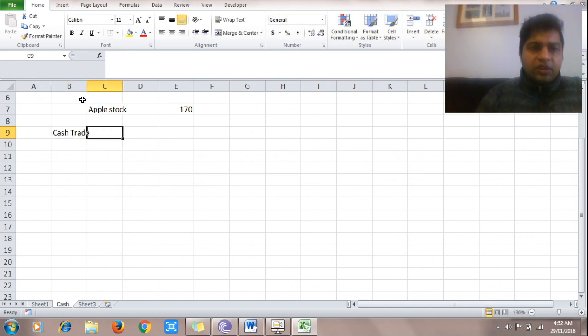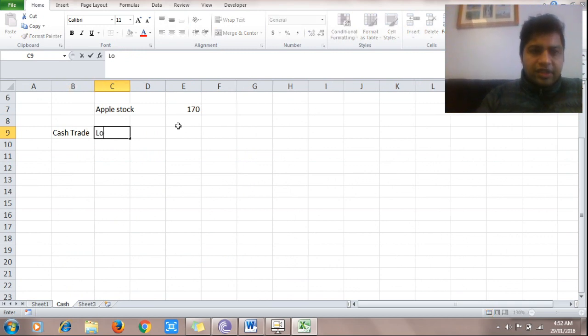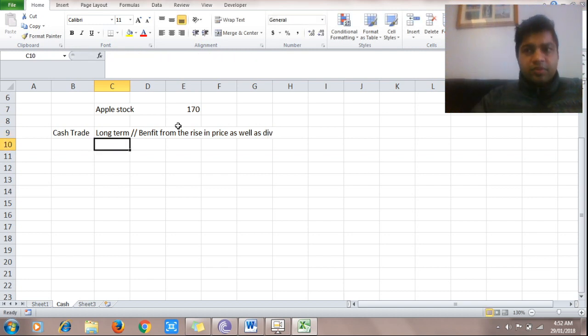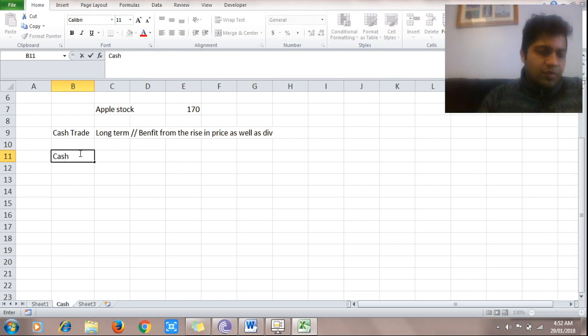So when will you do a cash trade? Cash trade is generally done when you want to hold the stock for long term. Okay, and you want to benefit from the rise in price as well as the dividend that the stock pays. So you want to benefit either from the increase in price or from the dividend. So if your objective is long term and you want to benefit from the rise in stock price as well as from the dividend that it is providing, what you will do? You will do a cash buy.